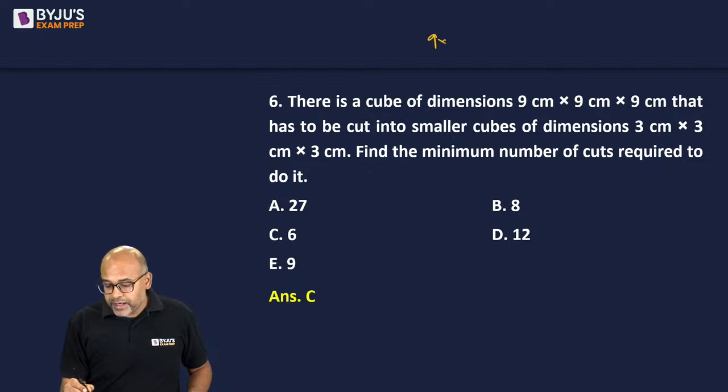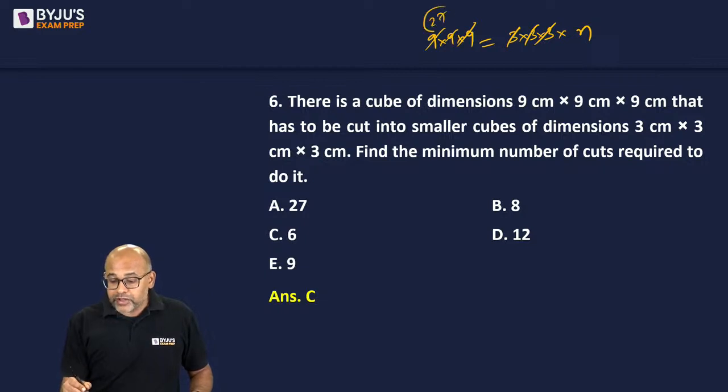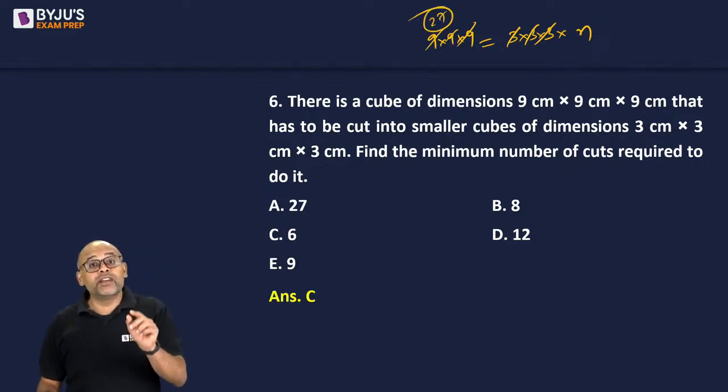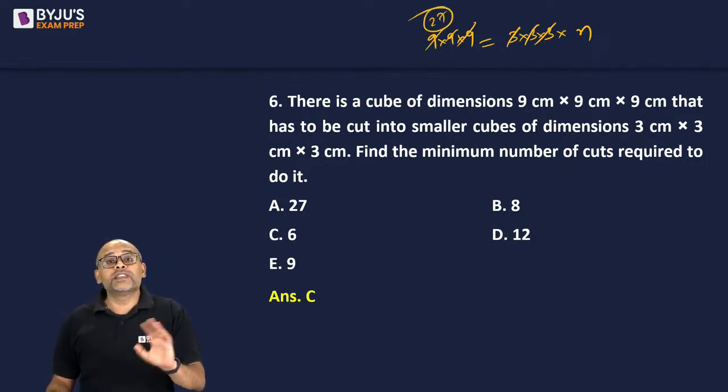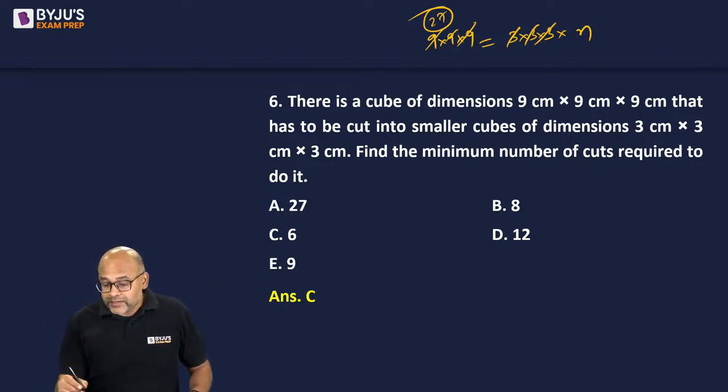So this is 9 by 9 by 9 and each cube is 3 into 3 into 3. How many such cubes do you need? So how many cubes do you need? You need 27 cubes. It is not the 27 cuts. You need 27 cubes. So 27 is basically 3 into 3 into 3.